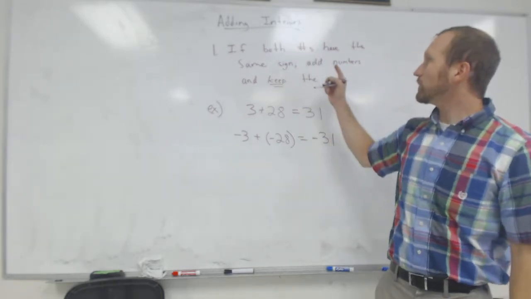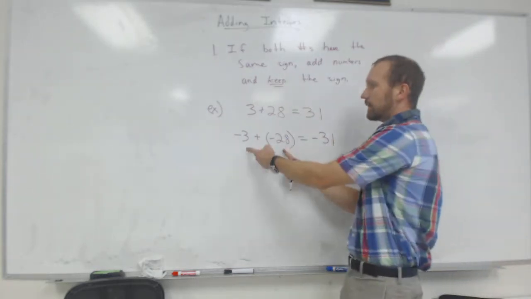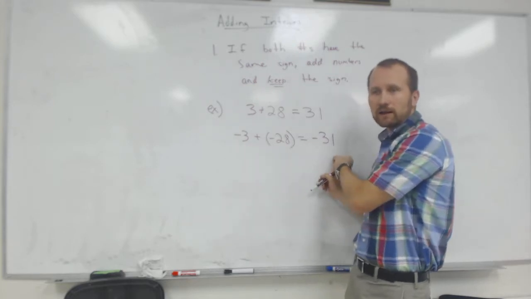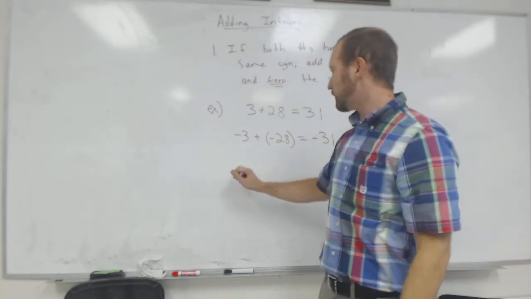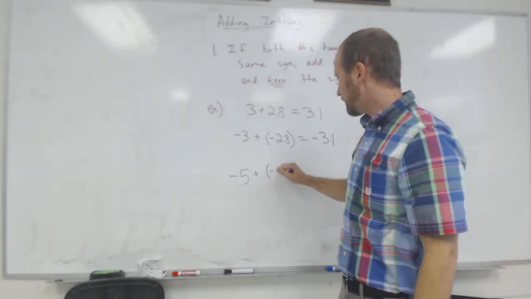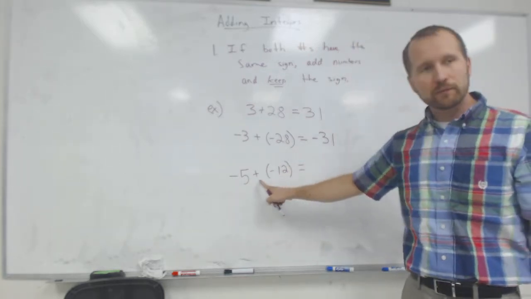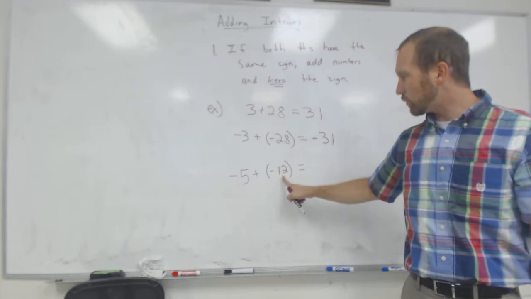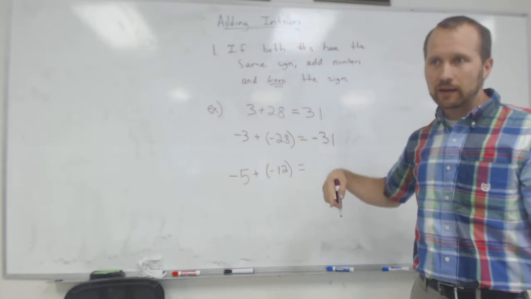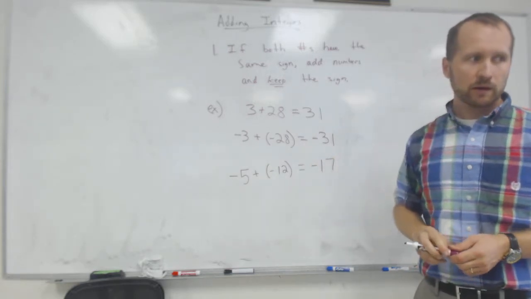Okay, so if both numbers have the same sign, add the numbers, keep the sign. So 2 negatives, we're going to add those numbers and have a negative answer. Let's do one more example. What would we have if we had negative 5 plus negative 12? Both numbers are negative, so I'm going to add 12 plus 5 is 17, and then the answer is negative 17.